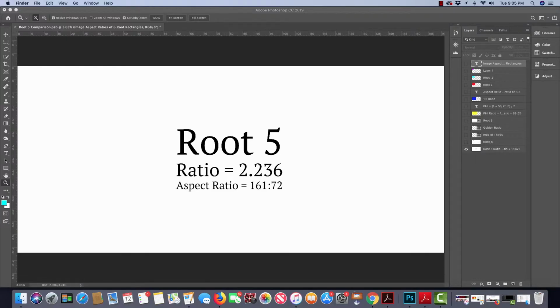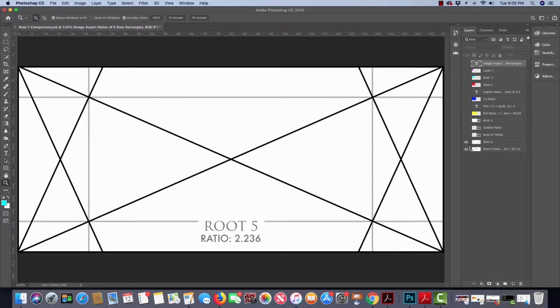Root 5, the ratio of 2.236 with an aspect ratio of 161 by 72. So dynamic symmetry works for all rectangles. And here's why. This is one of the biggest rectangles you'll probably never even knew existed, which is the root 5. And every rectangle has diagonals that go from corner to corner.